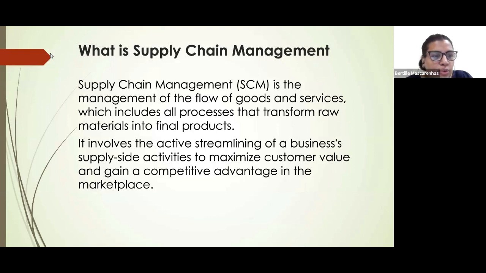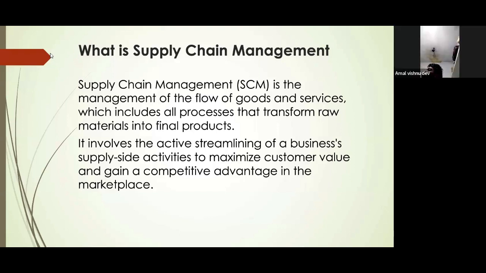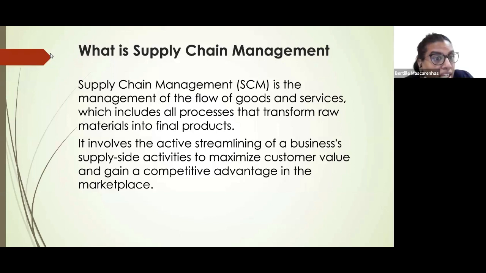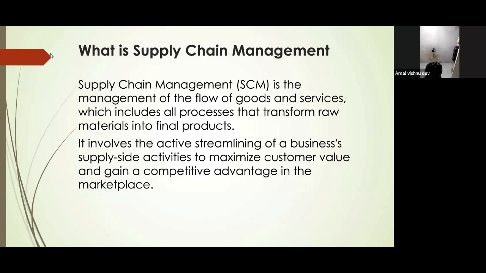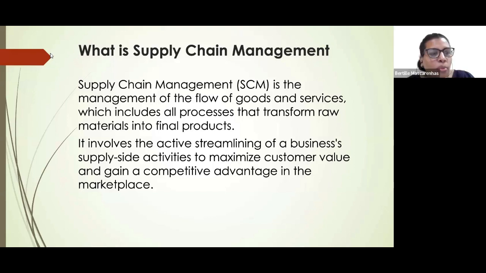Like I said, in the case of the mobile phone, what are the raw materials? Anybody? Battery. Display. Chips. Motherboard. Cameras. Mic. Speakers. Display. Exactly. So these are all raw materials that go into the final product, which is a mobile phone.